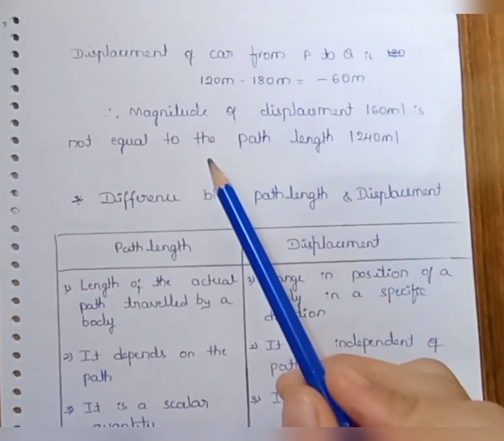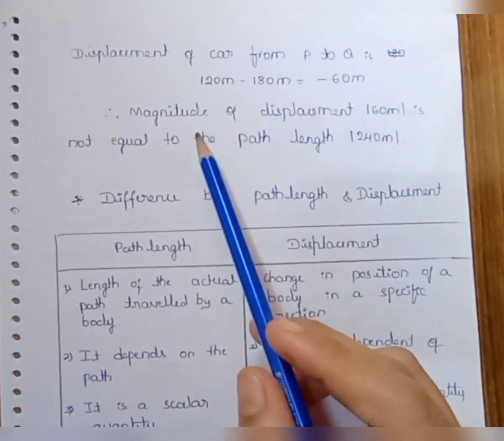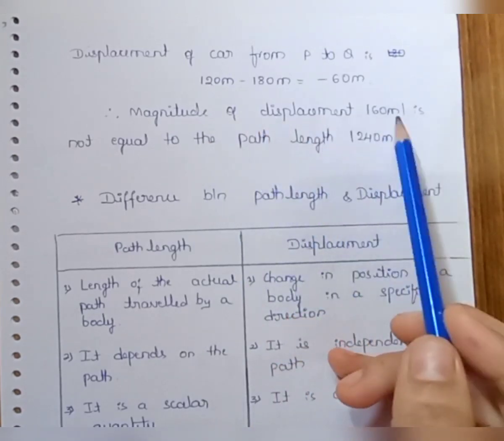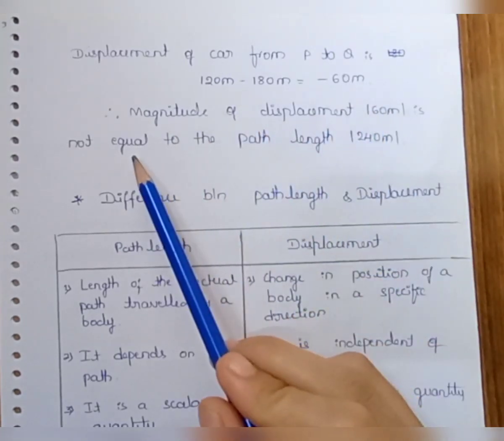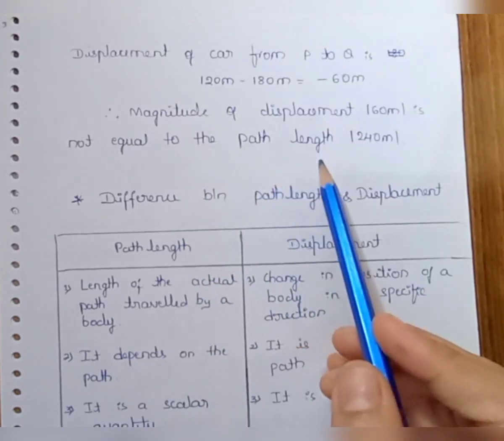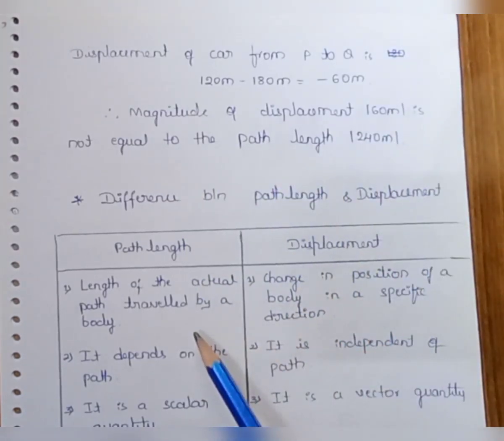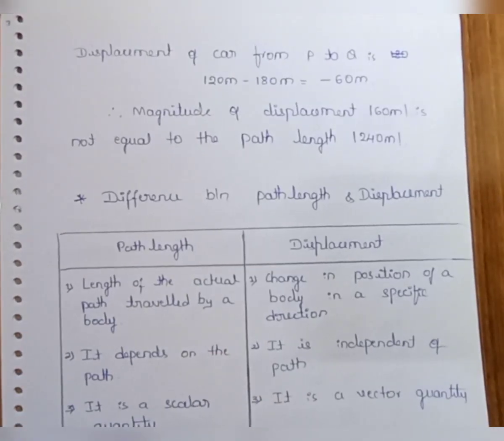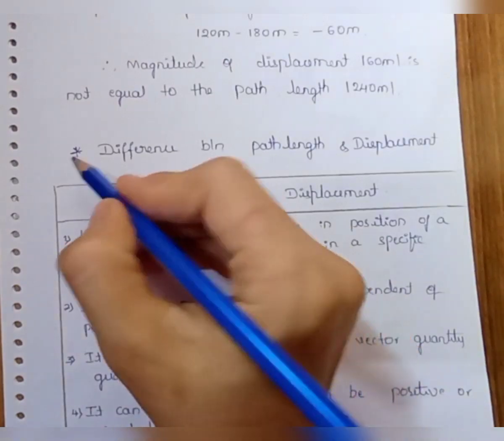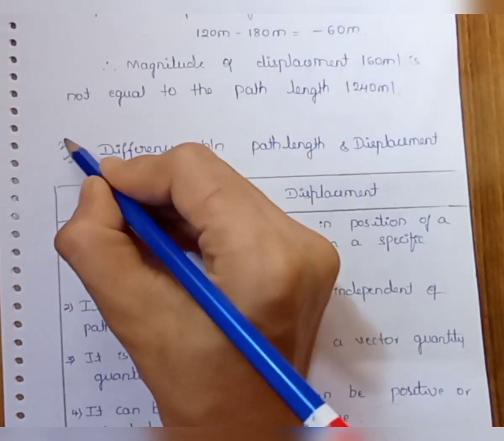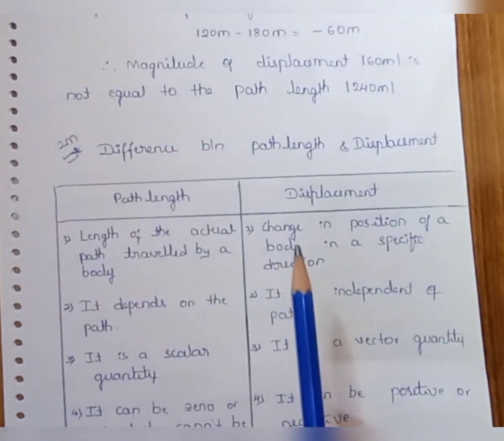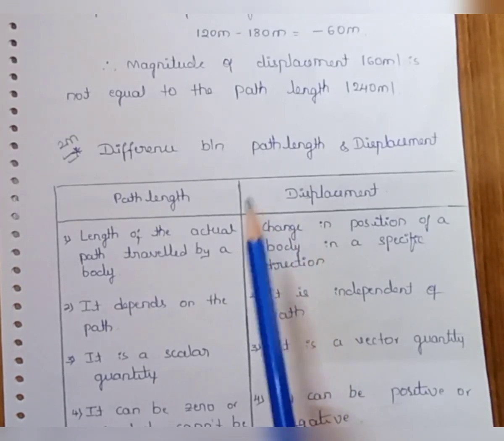Therefore, finally we conclude that the magnitude of displacement is 60 meter, which is not equal to the path length, that is 240 meter. So let us consider the difference between path length and displacement. This difference is very important for 2 marks in the final first PUC examination.